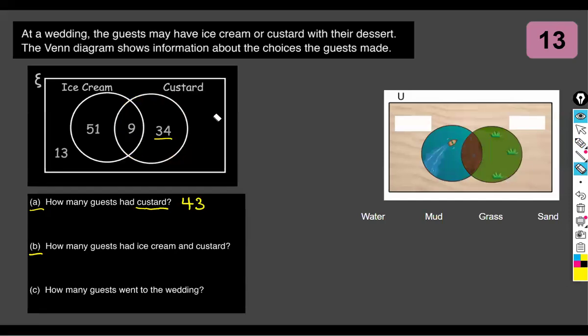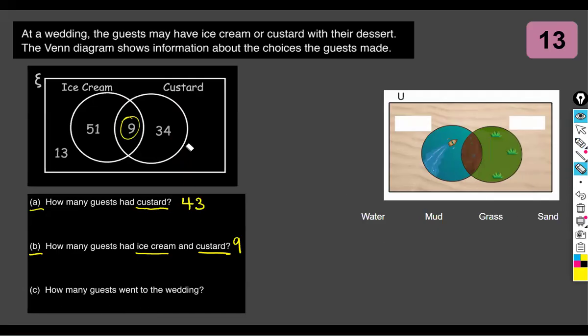B, how many guests had ice cream and custard? Well, in a case like that, they're referring to the intersection region. Only one person got that wrong from what I could see, but that's okay. When they say ice cream and custard, they mean the intersection region, the overlap region. So the answer for that is just what? 9. Okay?